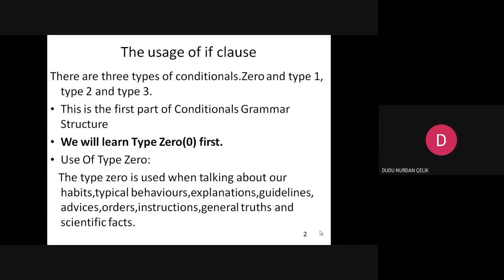First of all, how many types are there in conditionals? There are three types of conditionals: zero type, type 1, type 2, and type 3. This is the first part of the conditionals grammar structure, and we will learn type 0. Type 0 is used when talking about our habits, typical behaviors, explanations, guidelines, advice, orders, instructions, general truths, and scientific facts.